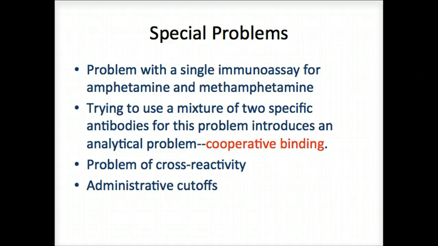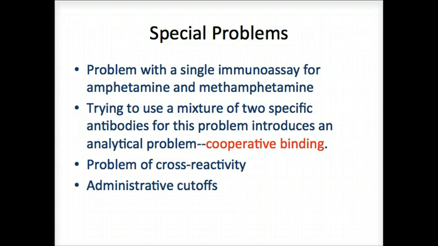The Roche online amphetamine method tries to solve this problem by using a mixture of two specific antibodies. However, this introduces an analytical problem. The methamphetamine antibody binds methamphetamine in a sample more strongly than the labeled amphetamine, and this binding difference may increase cooperative binding that we're going to see on the next slide. These assays are good screening methods, but the characteristics of their plots complicate interpretation of the assay results.